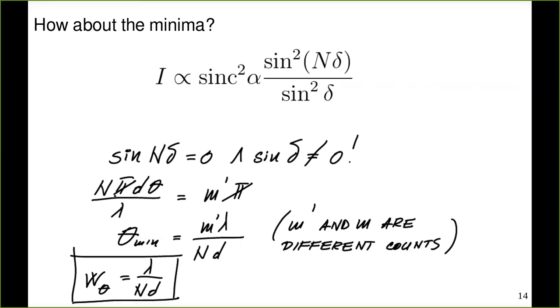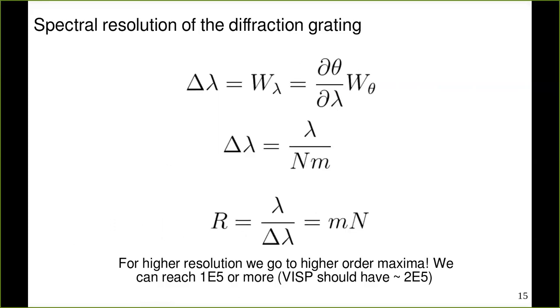And now I can derive this width in terms of the wavelength. We are going to use the same trick that we used before for Fabry-Perot. What am I going to do? Well, I had the width in terms of the angle. I'm going to say that my delta lambda is d theta over d lambda? Sorry, it should be reversed. It should be d lambda over d theta times delta theta, but I carried out the rest of the derivation properly. Don't worry.